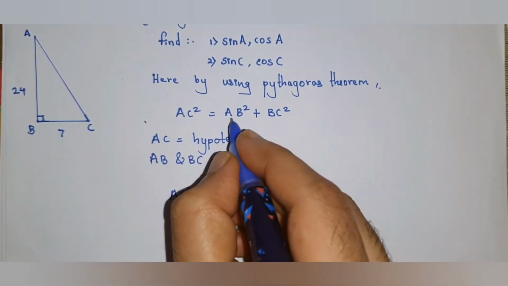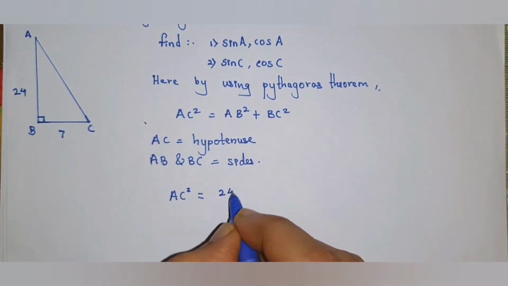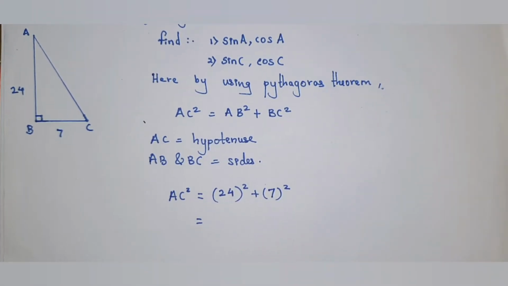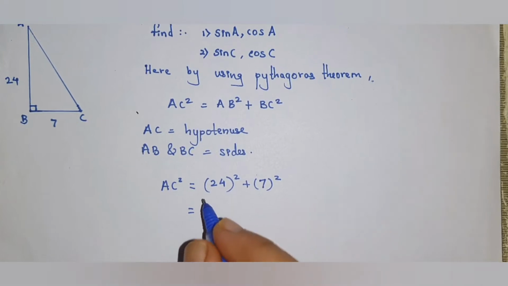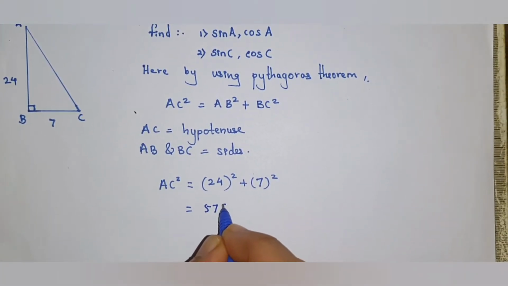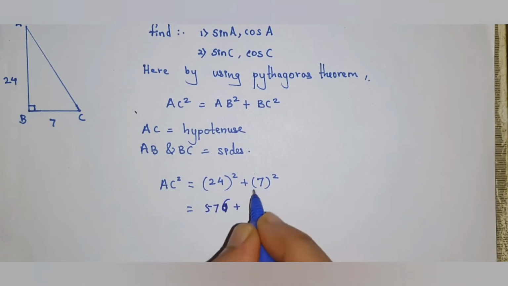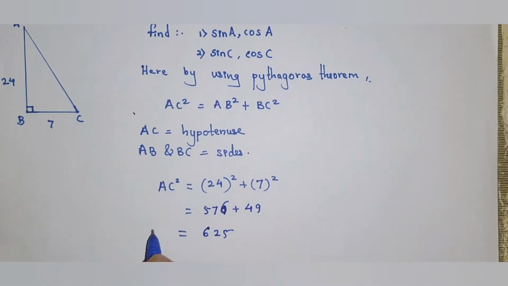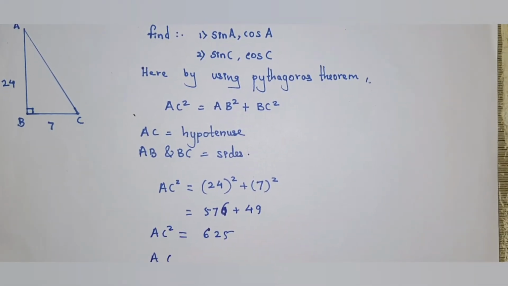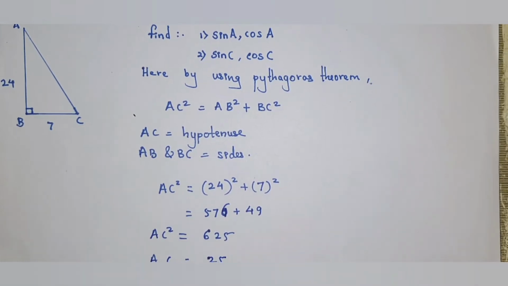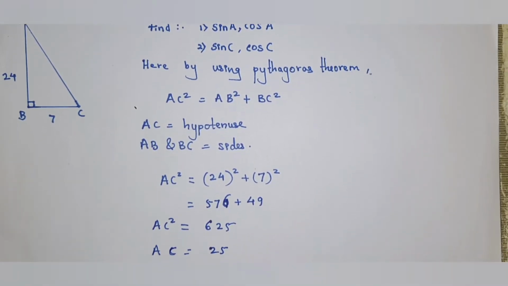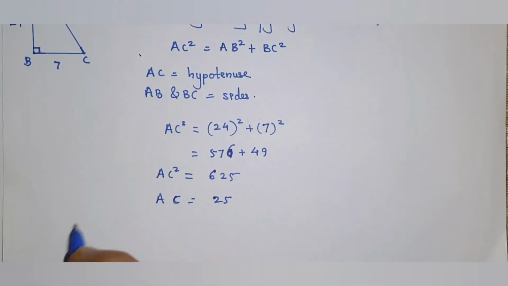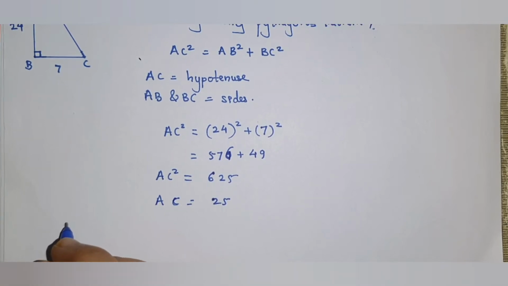Therefore, substituting values of AB and BC, that is 24 square plus 7 square, that is equal to, 24 square is 576 plus 7 square is 49, so we get 625, that is equal to AC square, and AC is equal to 25, by taking square roots on both sides. Now we know the value of AC, so now we can calculate sin A and cos A.